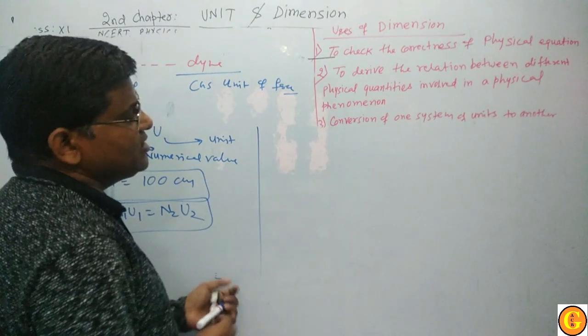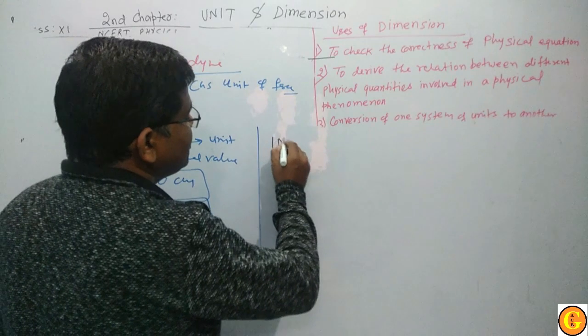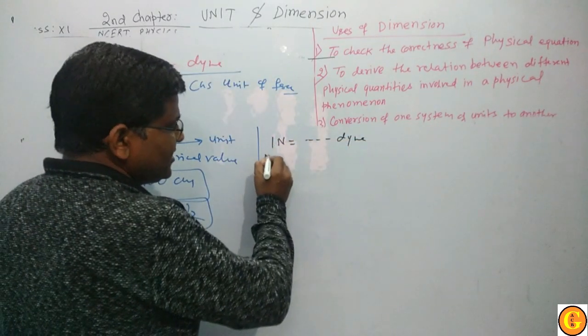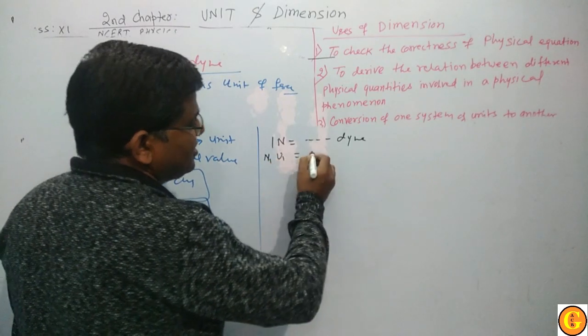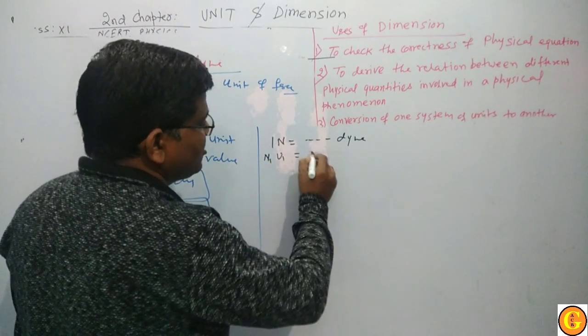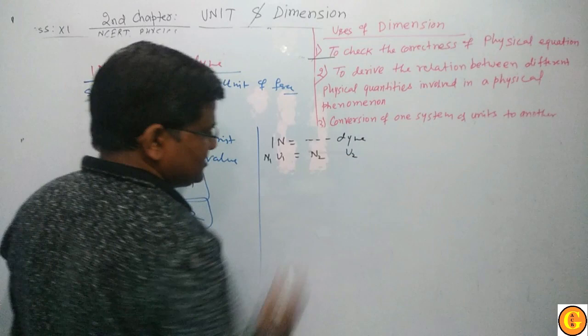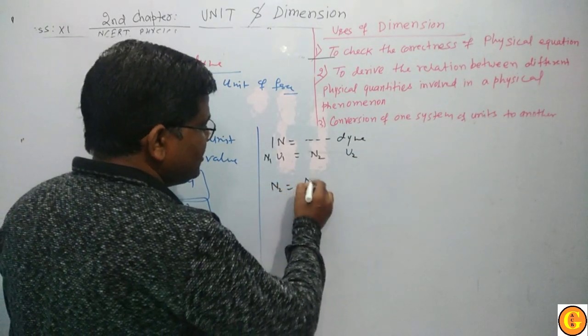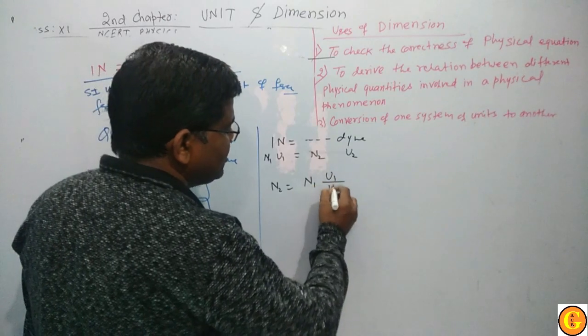Then 1 Newton equals how many times? This is n1, this is u1, and here n2 is not known, and u2 is this. And n2 is equal to n1 into u1 by u2.